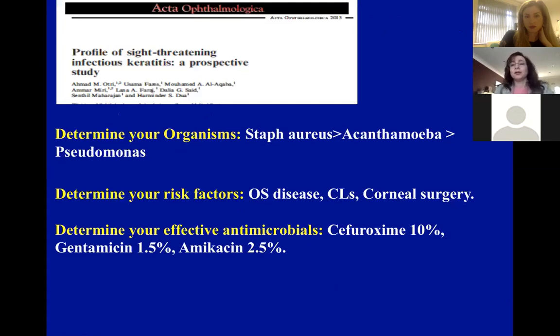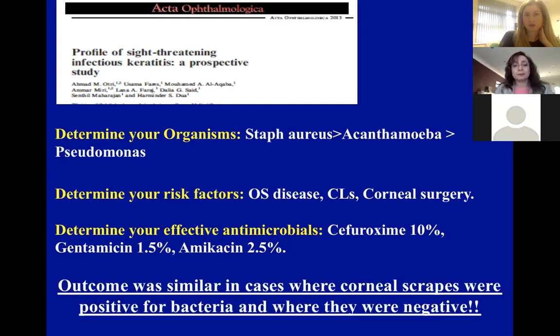It's important to know what kind of organism you're getting in your center. So, for example, we did this in Nottingham, and we found that Staph aureus is most common, and acanthamoeba is less, and Pseudomonas is even less. It's also important to determine the risk factors that you've got. So, in a place where a lot of people wear contact lens, that's a big risk factor. In a center like ours, where there are a lot of ocular surface patients, that's a big risk. And based on that, you decide what works for you. Not necessarily what works for one center is likely to work for another center.